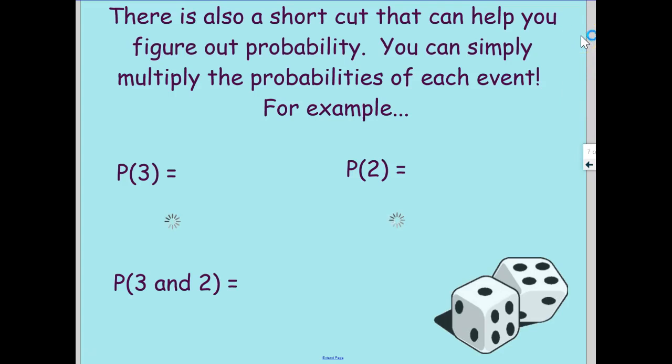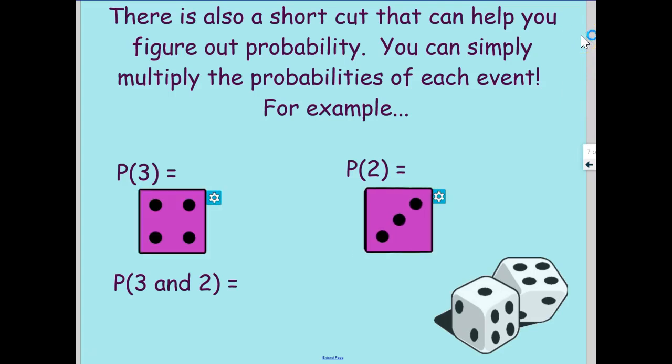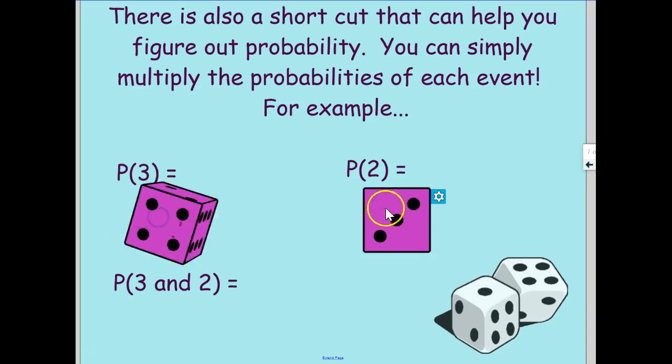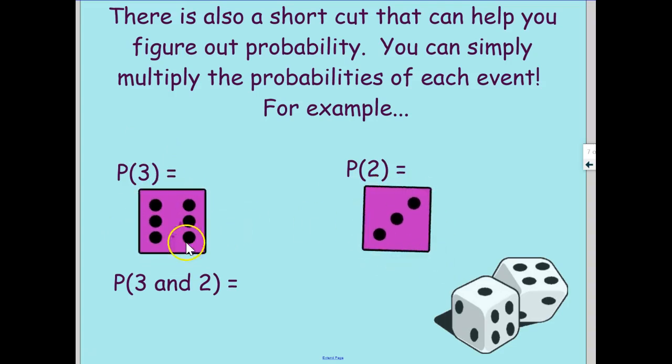Okay, there's another shortcut that you're going to like that can help you figure out probability without doing a table, a list, or a tree. Now, sometimes you do need to know every single possible outcome, but sometimes you don't. And so this is where this trick comes in handy. So if I want to know, hey, what's the outcome of rolling 2 dice and getting a 2 and a 3, I can just simply consider, hey, what's the probability of getting a 3 on this die? Lucky me. There's 1 3 out of 6 sides. And what's the probability of rolling a 2 on this die? Okay. There's 1 2 out of 6 sides.